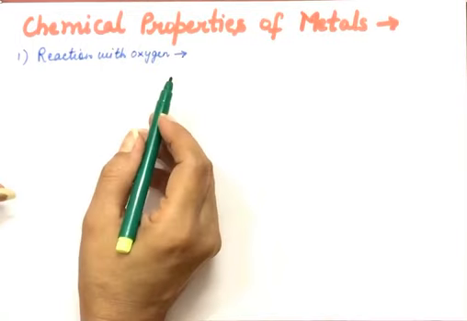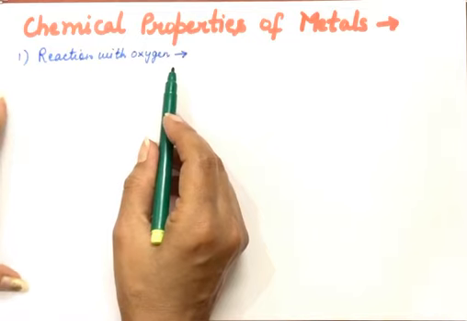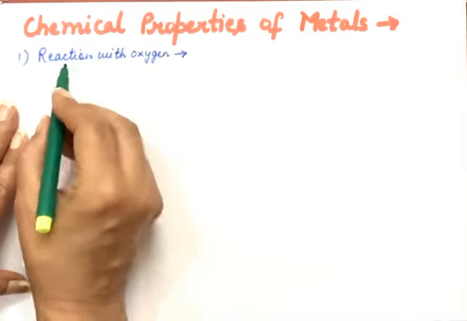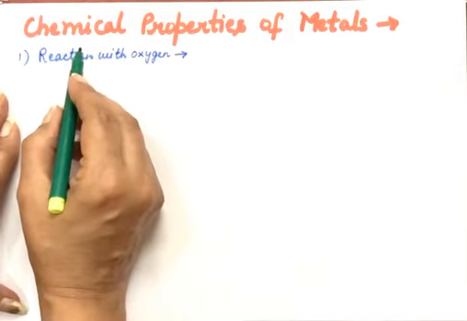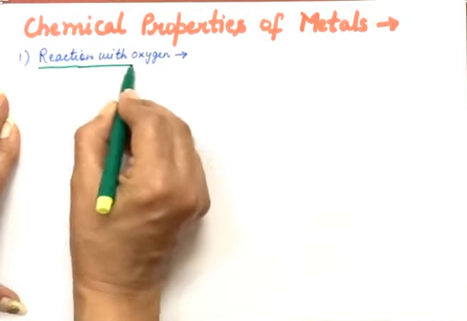Our next topic in the metals and non-metals chapter is chemical properties of metals. We have covered the physical properties of metals, so now we are doing the chemical properties of metals. The first property here is reaction of metal with oxygen.